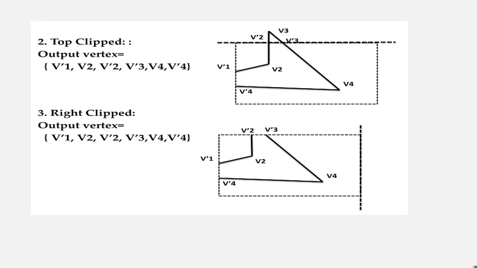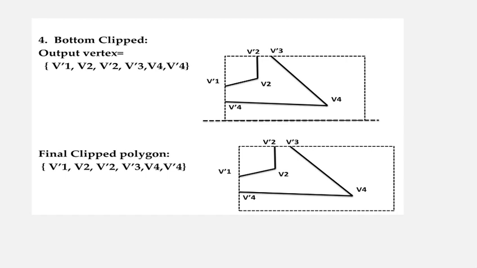Next, the right clipped output vertices are V1 dash, V2, V2 dash, V3 dash, V4 and V4 dash, if we clipped it from the right side. So as usual, V1 dash the intersection point and V2, and V2 dash, V3 dash, V4 and V4 dash. And at last, if we clip it from the bottom, it gives us V1 dash, V2, V2 dash, V3 dash, V4 and V4 dash. The same values we get in the vertex list. So at last, the final clipped polygon will be V1 dash, V2, V2 dash, V3 dash, V4 and V4 dash.